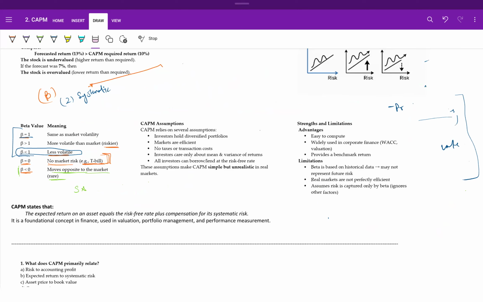Okay, so the capital asset pricing model relies on several assumptions. Investors hold diversified portfolios, markets are efficient, there are no taxes or transaction costs, investors care only about the mean and variance of returns, and all investors can borrow and lend at the risk-free rate. These assumptions make the capital asset pricing model simple but unrealistic in real markets, because they do not factor in the diversification of portfolios. Markets could be efficient or markets could not be efficient.